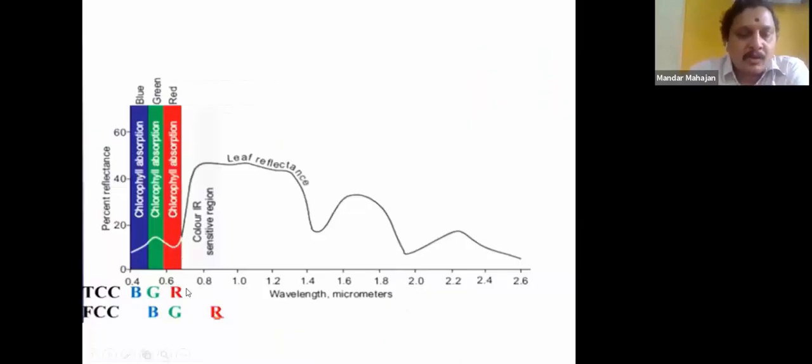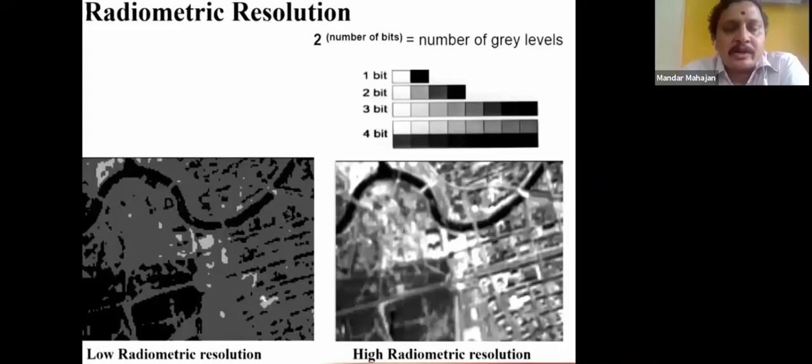With the color combination of blue, green, and red, the vegetation shows only this much reflectance. But the moment you change it, blue to blue, red to green, and here the infrared, you can see the peak here, and the more red color lets you identify the vegetation, which is originally in green form. Then we go to the radiometric resolution.